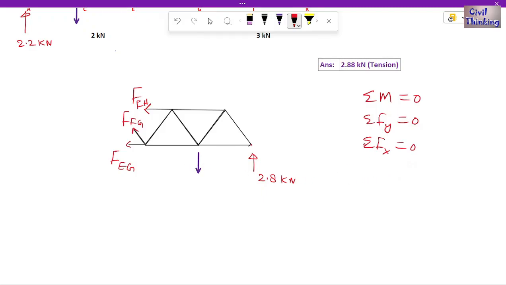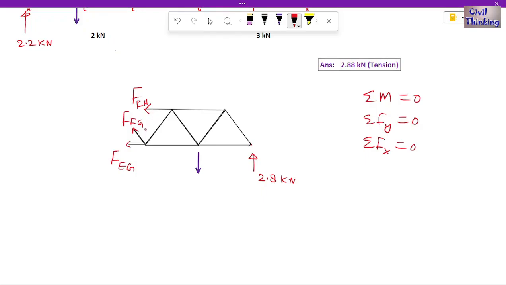Before applying these equations, we have to see some forces which are inclined. Now FH is a horizontal force, and EG is also a horizontal force, right? Now this force is a diagonal force. This force FG is neither in the horizontal direction nor in the vertical direction. This FG force is inclined, in between the x and y axis, right?